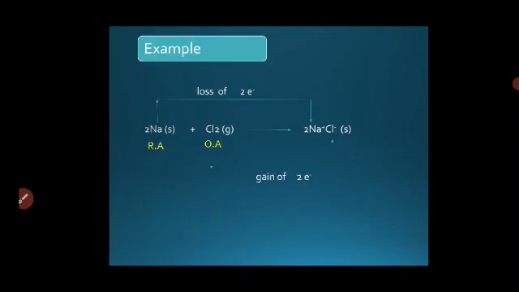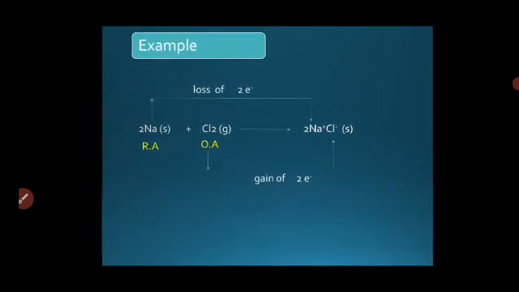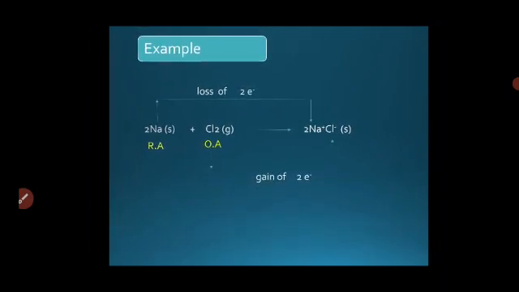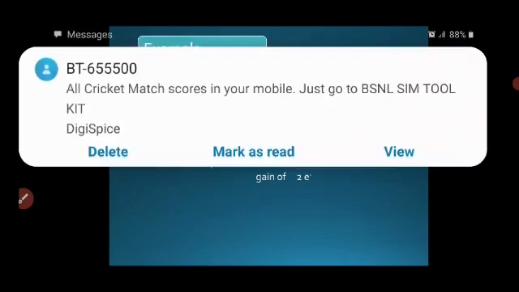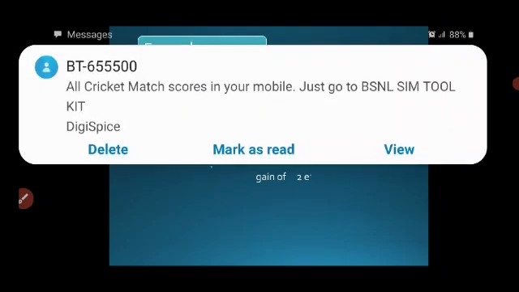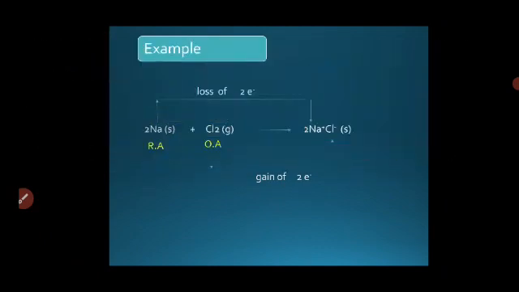Here is one more day-to-day example, a simple reaction. Twice Na, that is sodium in solid state, reacts with chlorine in gaseous form and gives 2 NaCl, that is sodium chloride. To balance the equation we have written 2 NaCl.